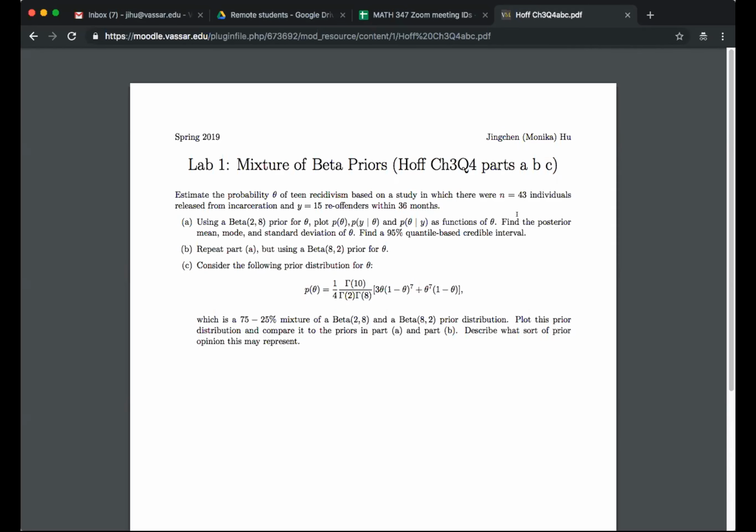I'll ask you to plot this prior compared to the two priors that you have in A and B. Once you see that, please describe what sort of prior opinion this may represent. So this is a general introduction.